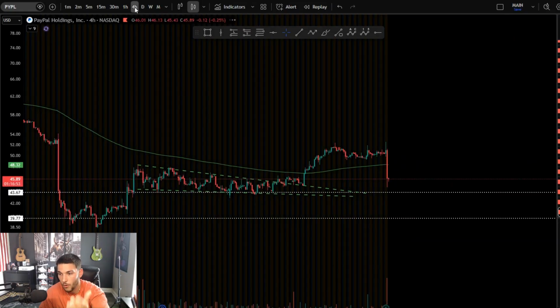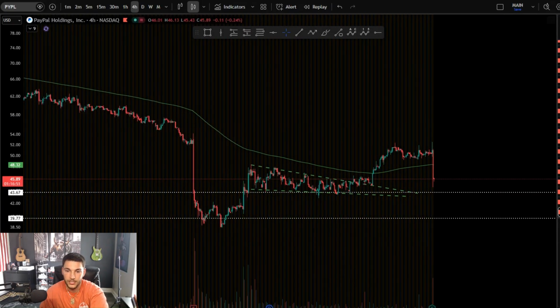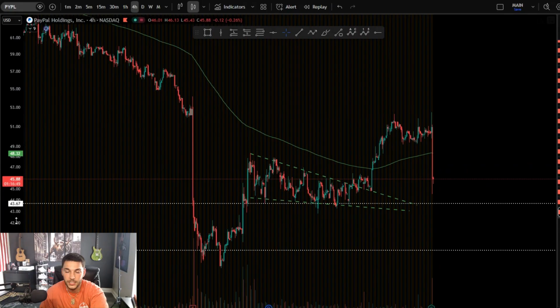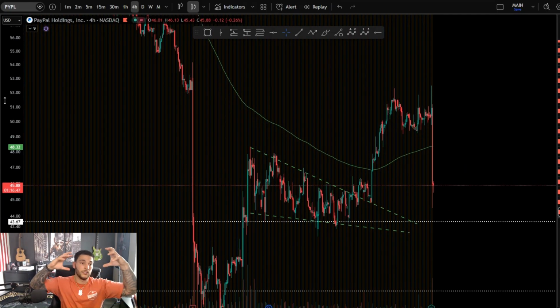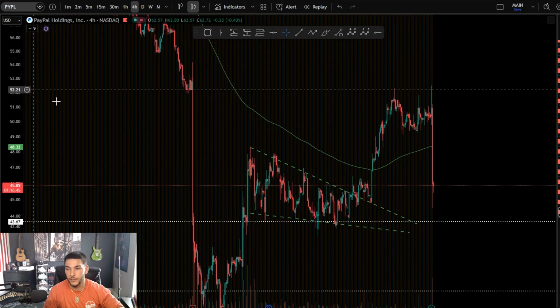So this is when I go to the 4-hour time frame. So now I go down from the daily. Daily gives us our pattern. The 4-hour will give us our entry.